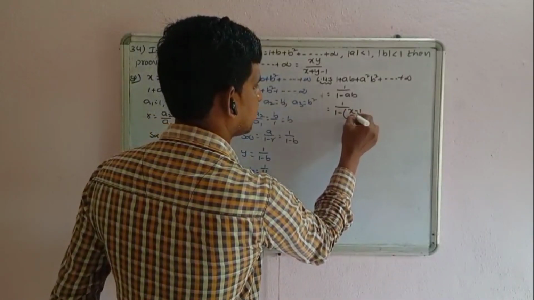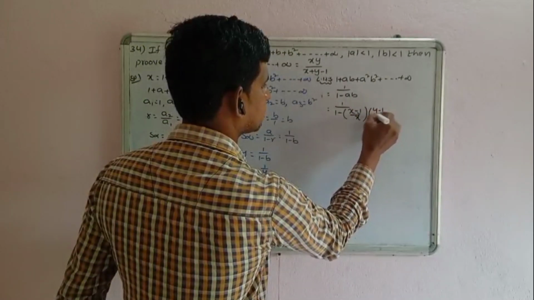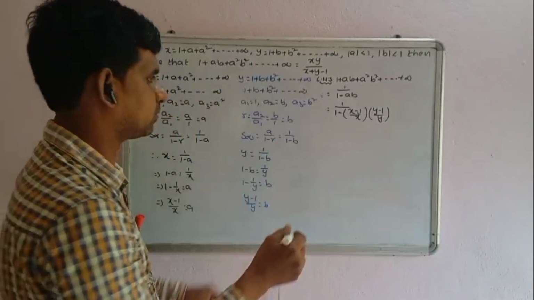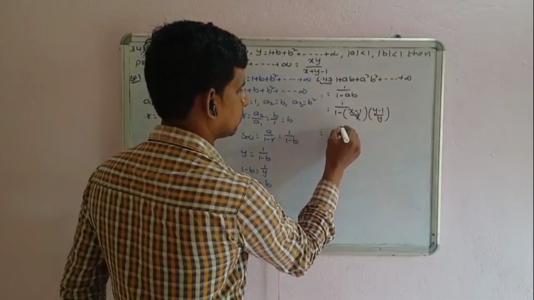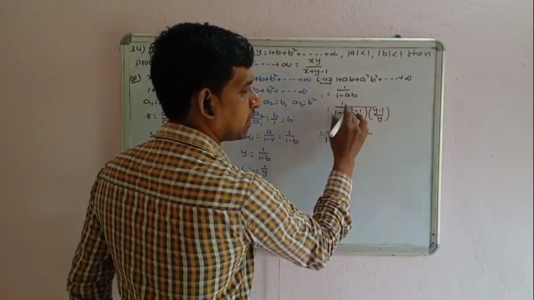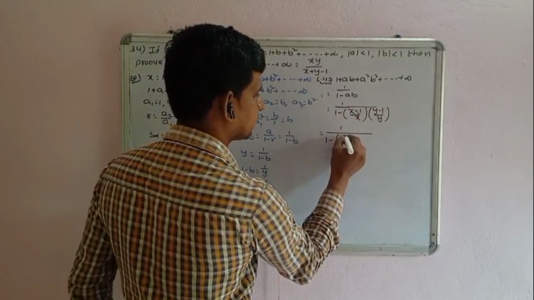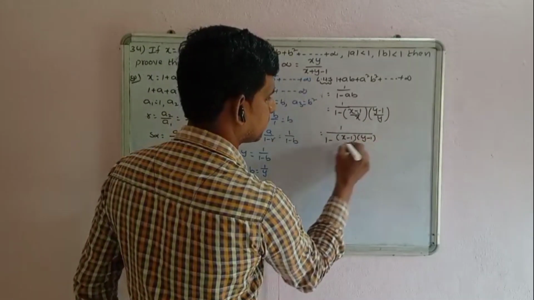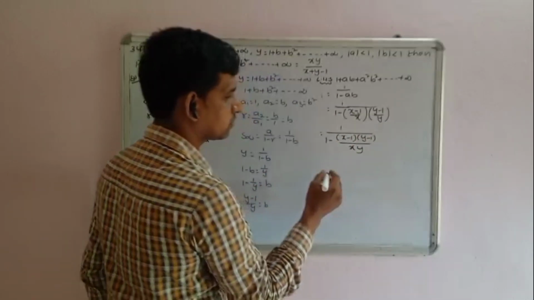x minus 1 by x, b value y minus 1 by y. That equals 1 by, listen carefully, 1 minus, multiply numerators, multiply denominators, (x minus 1) into (y minus 1) by xy.